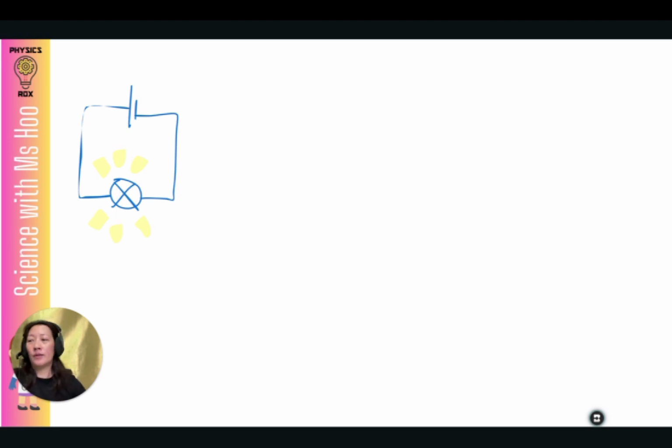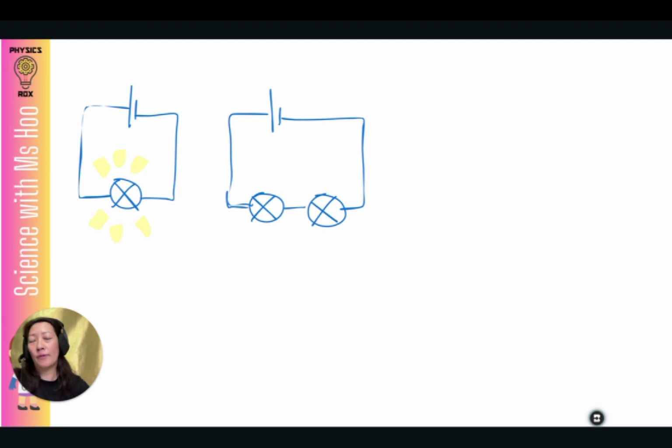If we were to keep the number of cells the same, but we add more lamps in series like this, what do you think is going to happen to the lamps? Are they going to shine with the same brightness as the first circuit? Think about it. You have only one cell in each circuit and the cell is providing electrical energy. So in the first circuit, one cell is providing electrical energy to one lamp. But in the second circuit, we have only one cell providing electrical energy, this time to two lamps.